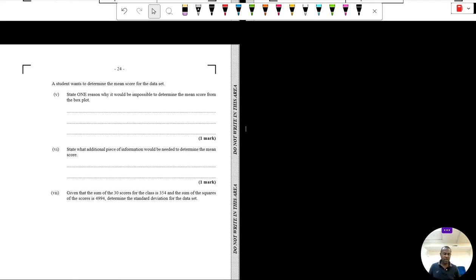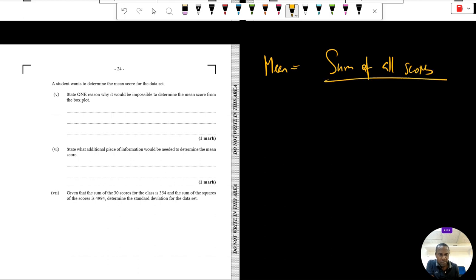Now, how exactly do we calculate the mean of the scores? The mean is equal to the sum of all scores divided by the total number of scores. So in order to calculate the mean, we at least have to have those things.